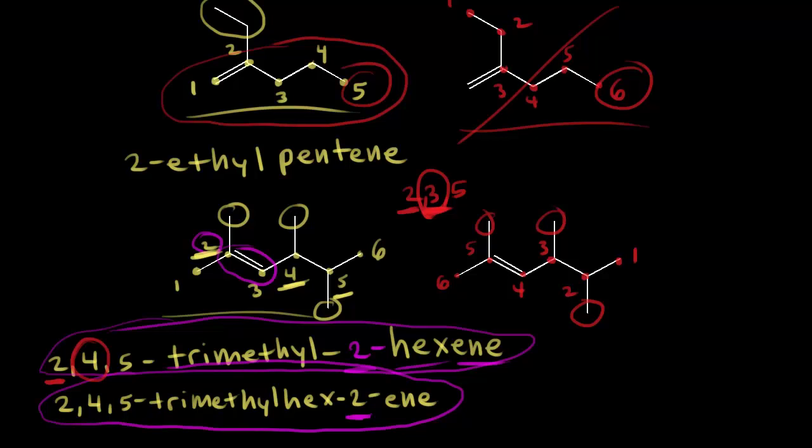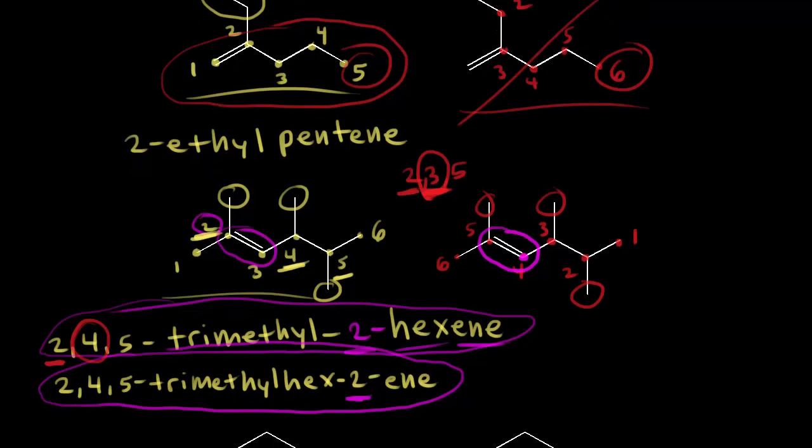The problem with this way is this would give you an alkene with a double bond that starts at carbon 4, and our goal is to give the lowest number possible to the double bond. We want to give the double bond the lowest number possible, and that's over any alkyl groups, which is why we number it the way we did. And 2,4,5-trimethyl-2-hexene is the correct IUPAC name for this compound.